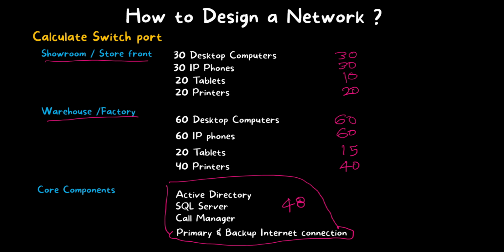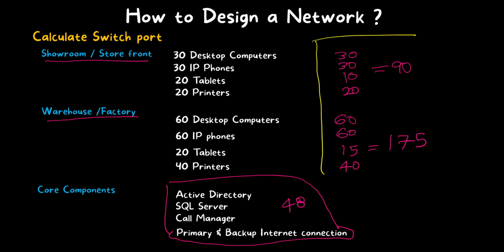At the showroom area we have 30 plus 30 plus 10 plus 20, so that is equal to 90. 90 switch ports are required at the showroom area. And when we go to the warehouse area, we have 60 plus 60 plus 15 plus 40, so 175. Yes, 175 ports are required at the warehouse area. So these are the total number of switch ports required for this organization.